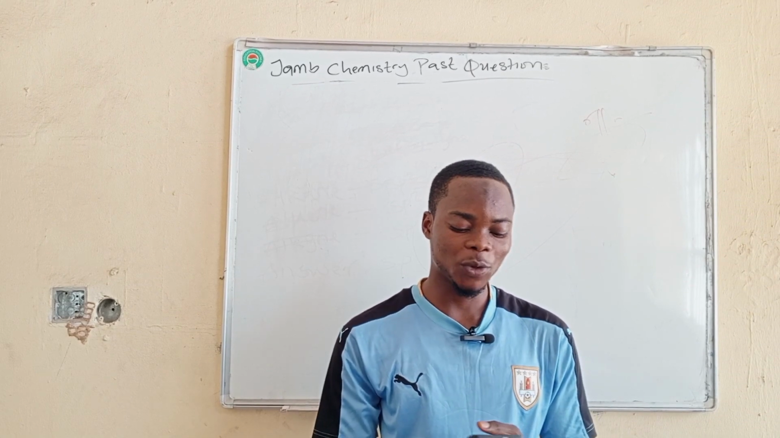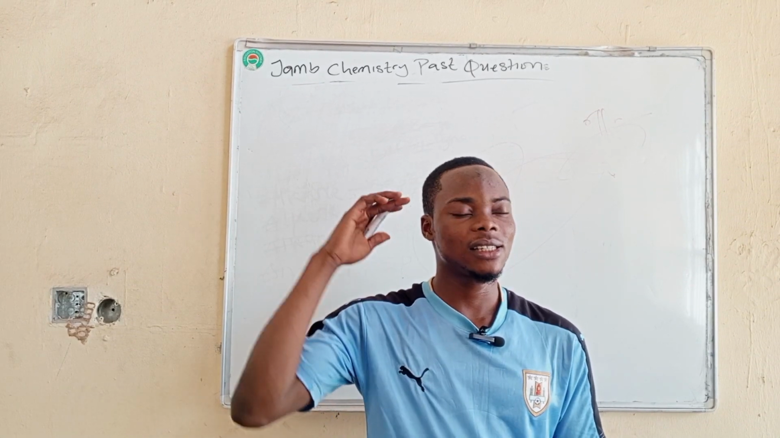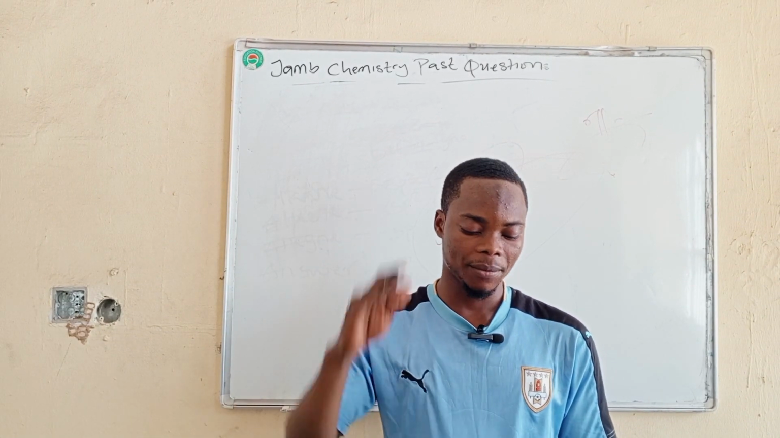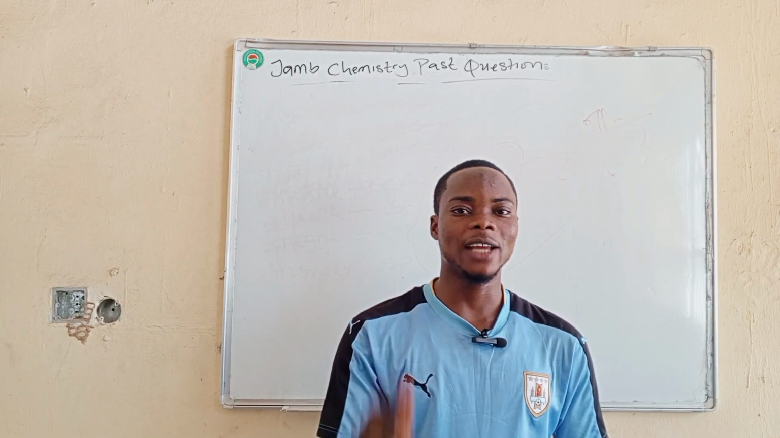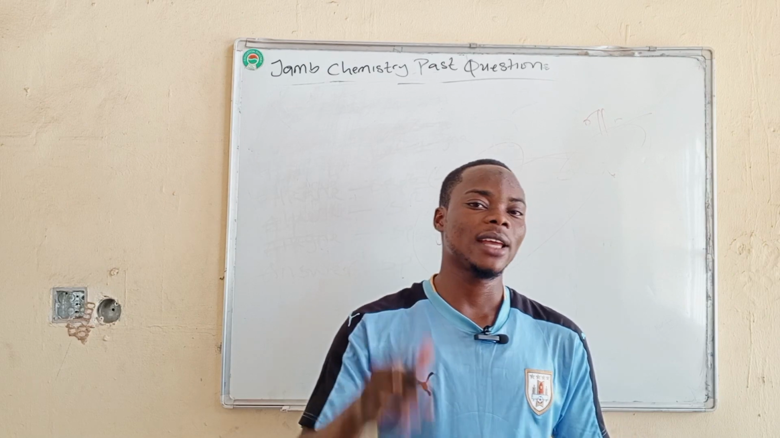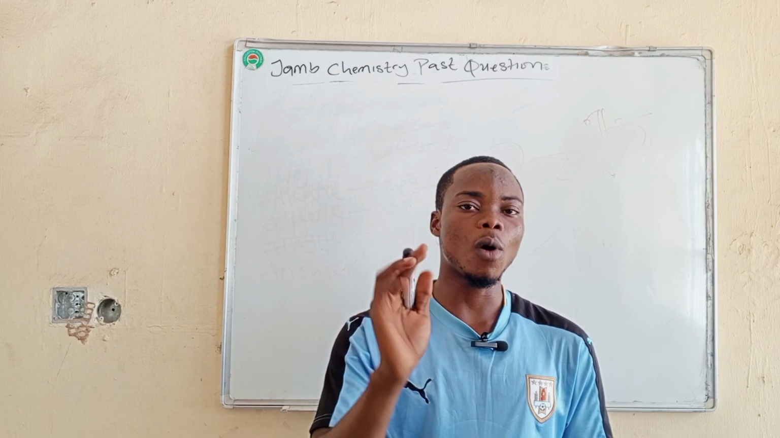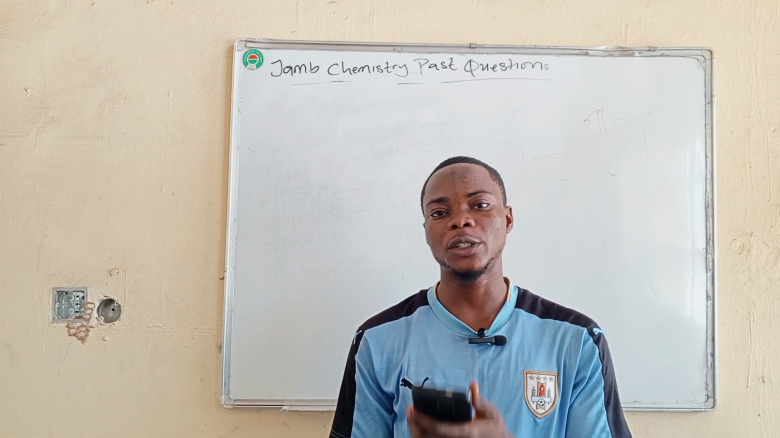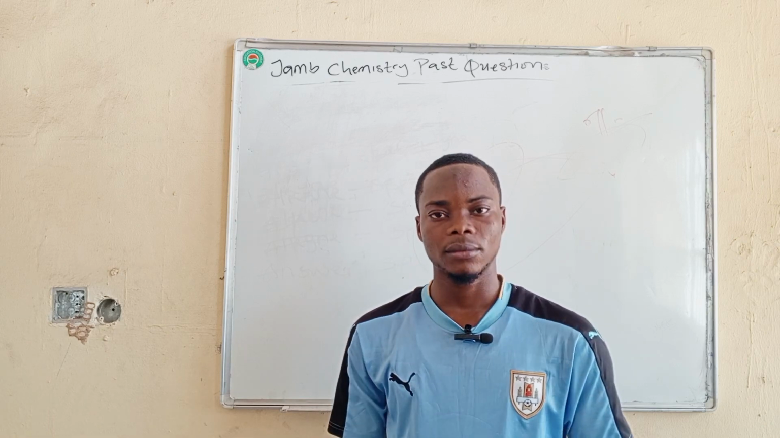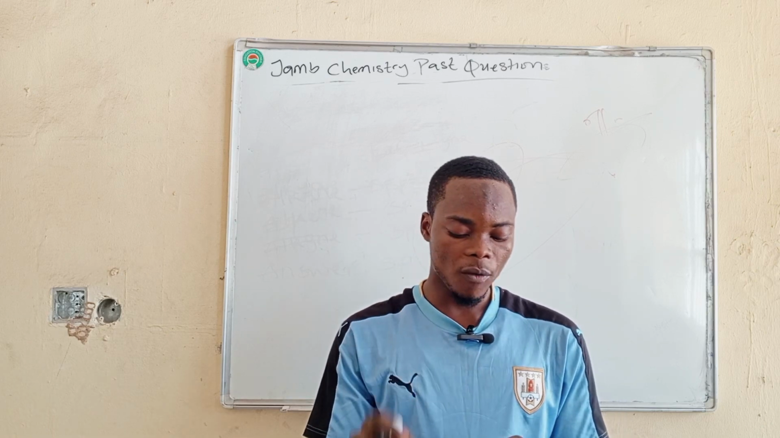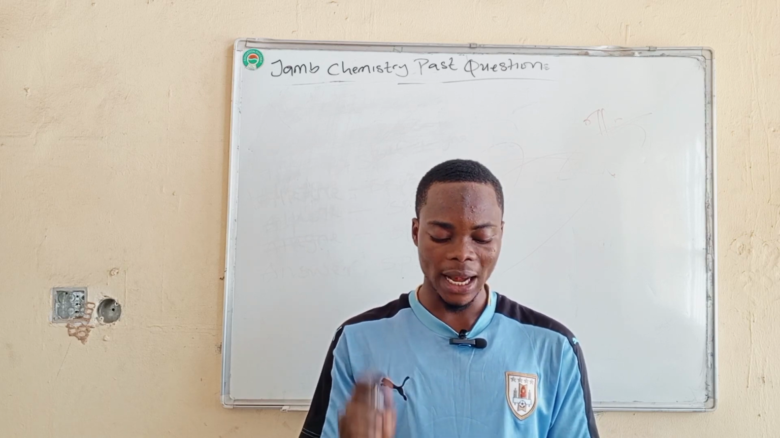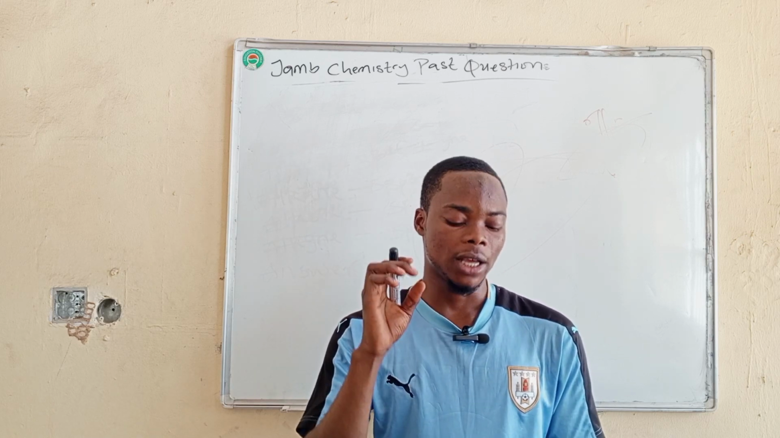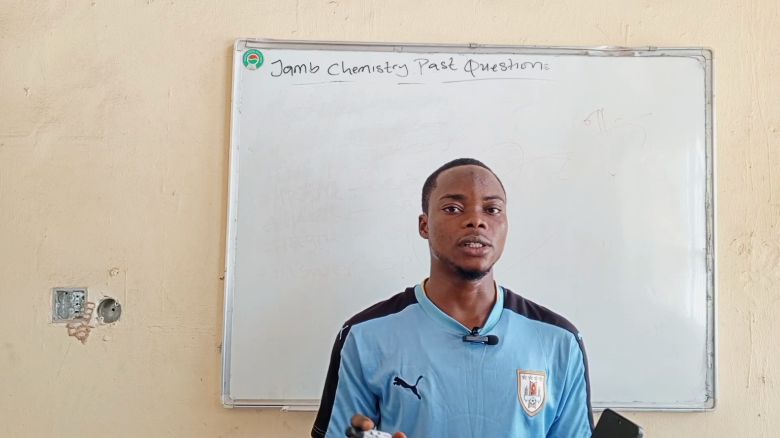Question number 3. A liquid that will dissolve fat is dash. Option A. Hydrochloric acid. Option B. Calcium hydroxide. Option C. Kerosene. Option D. Water. So the answer to this question is kerosene. Reason: because nonpolar substances such as fat will require nonpolar solvents such as kerosene. That's just it.